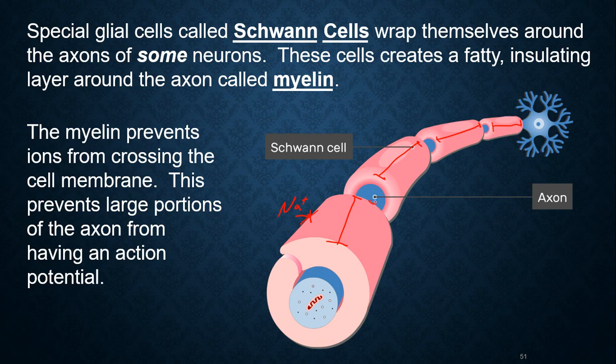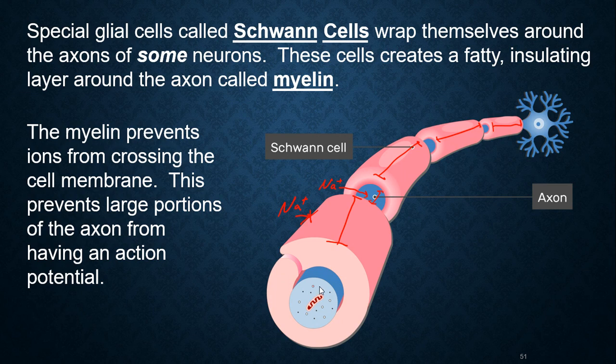So you'll notice here, there's a gap between the 2 Schwann cells. That's known as the node of Ranvier. And in these particular sections where there's a gap between the Schwann cells, sodium can flow into the axon. It's not interrupted.